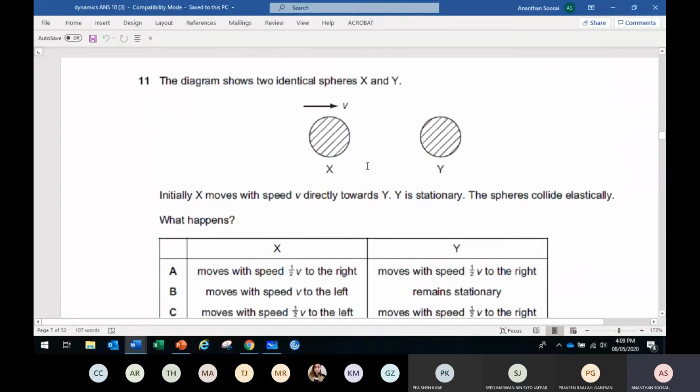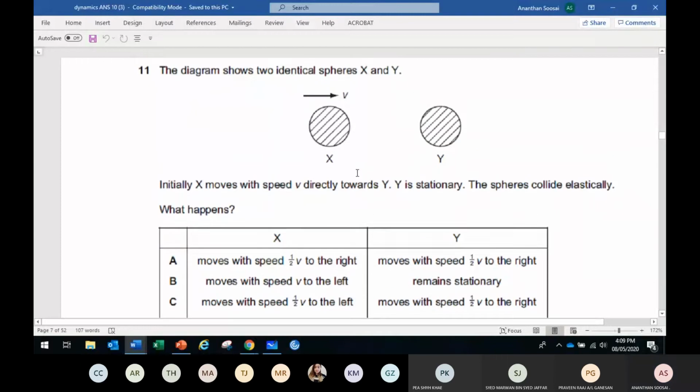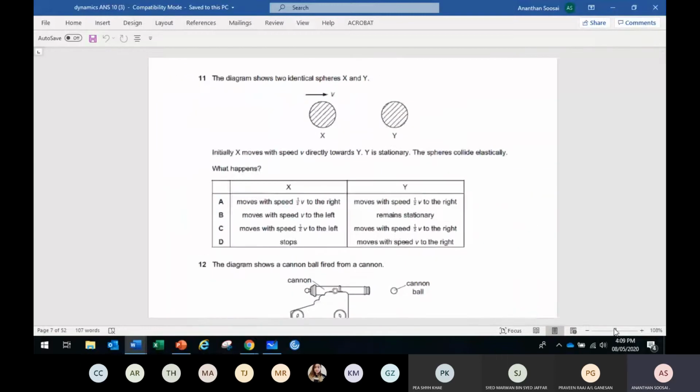Okay, this one. This is November 6th, question 11. Interesting too. Okay, come on, give it a try.